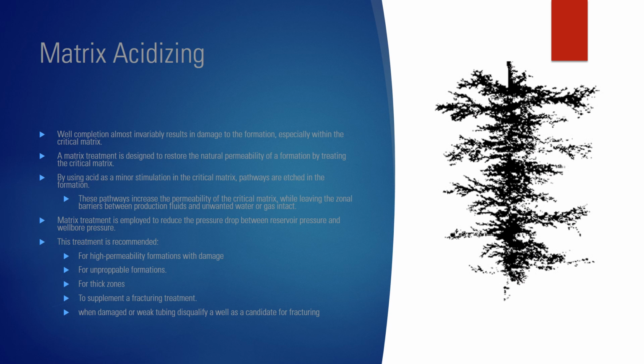Matrix acidizing. Well completion almost invariably results in damage to the formation, especially within the critical matrix. A matrix treatment is designed to restore the natural permeability of a formation by treating the critical matrix. By using acid as a minor stimulation in the critical matrix, pathways are etched in the formation. These pathways increase the permeability of the critical matrix while leaving the zonal barriers between production fluids and unwanted water or gas intact. Matrix treatment is employed to reduce the pressure drop between the reservoir pressure and the wellbore pressure.